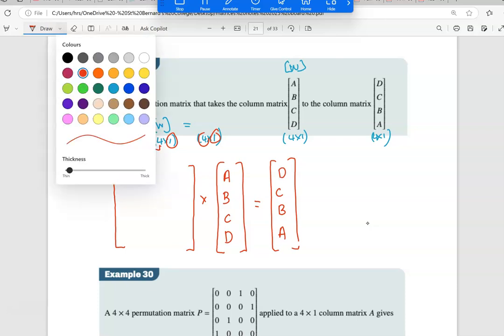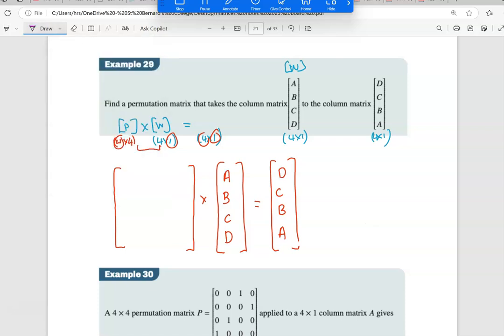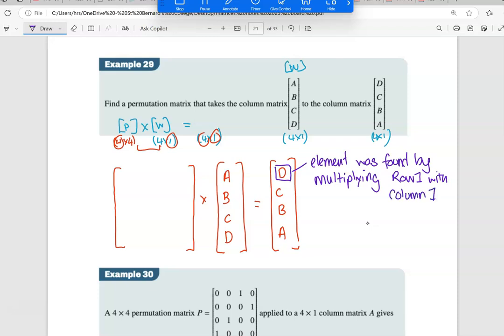Remember when we do manual multiplication, this element here was found by multiplying row 1 with column 1. Because this is position 1, 1, we go along row 1 and down column 1. So we're always going to be multiplying by that column.